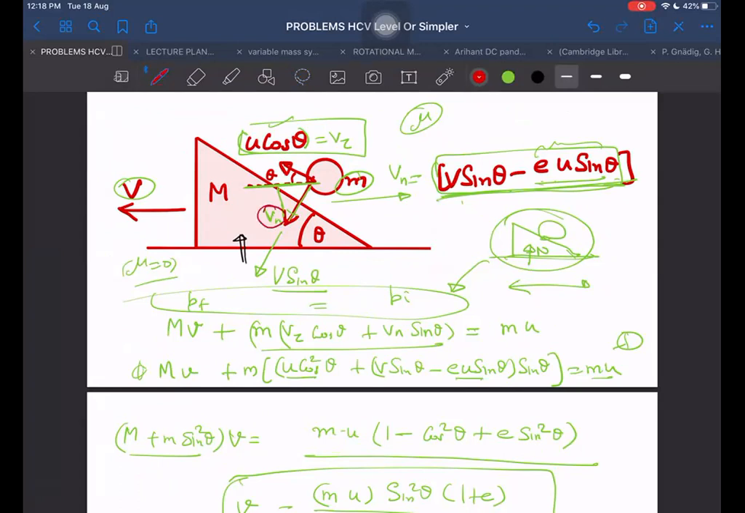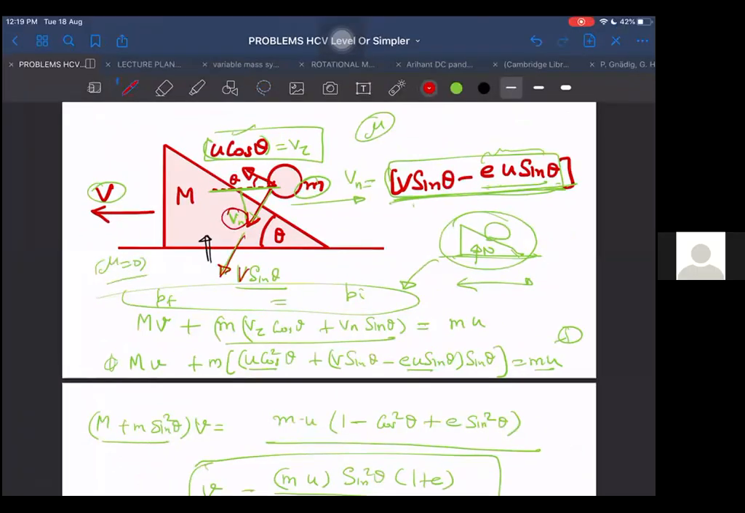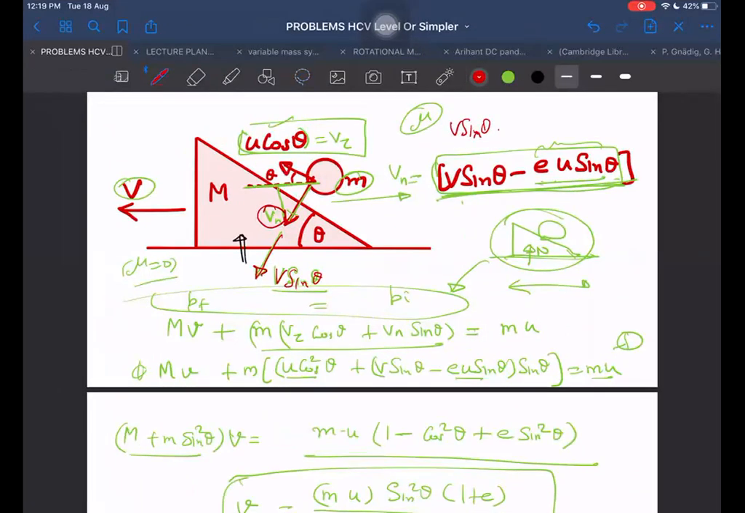Let its velocity be Vn. And the velocity of separation, we know already, will be v sin theta minus Vn. Is it right or not? And that will be equal to the velocity of approach. Velocity of approach is, sorry, E times this. E times this will be the velocity of approach.